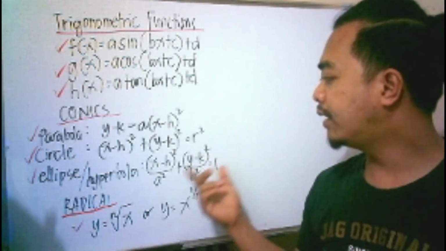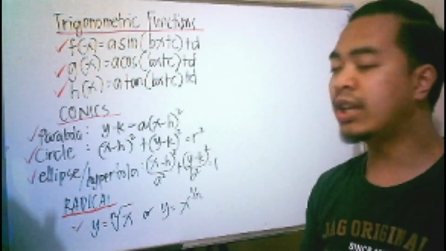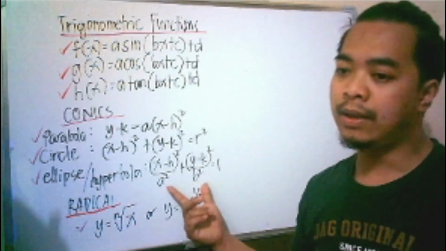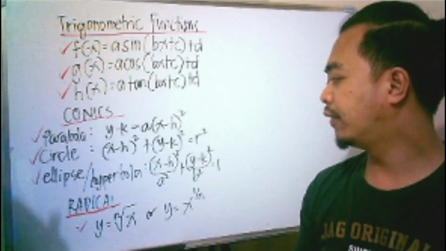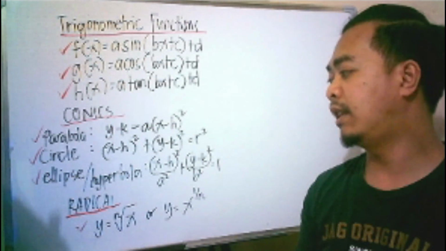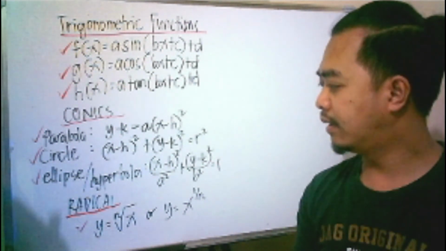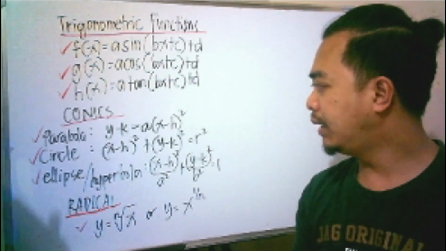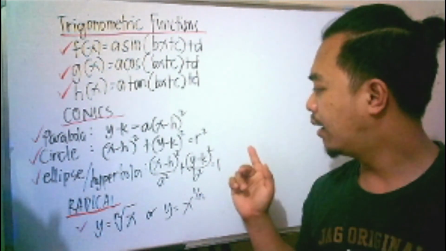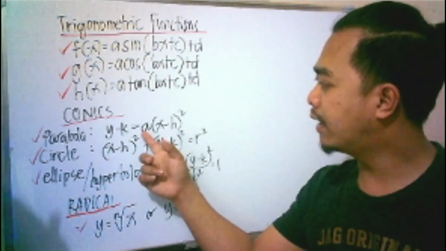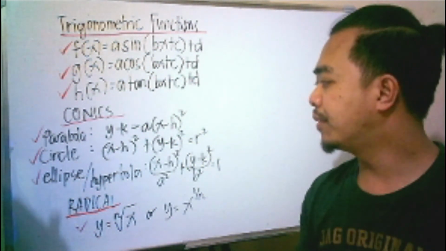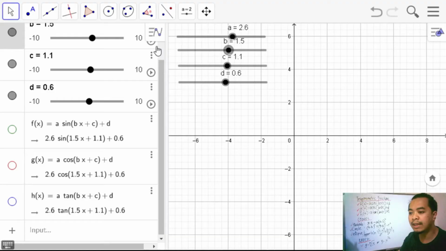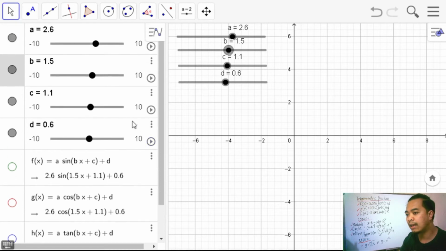For our ellipse and hyperbola, we have our h and k, which is the center. Those numbers a and b represent the lengths of the minor and major axes for an ellipse, and the same goes for a hyperbola. So we need h, k, r, and what else? Because we already have sliders for a and b. So we need h, k, and r. So that's what we're going to do. Let us have additional sliders.